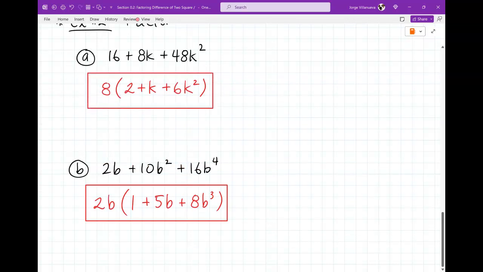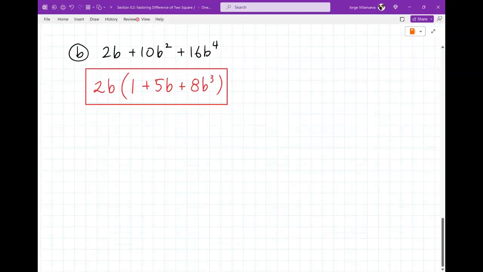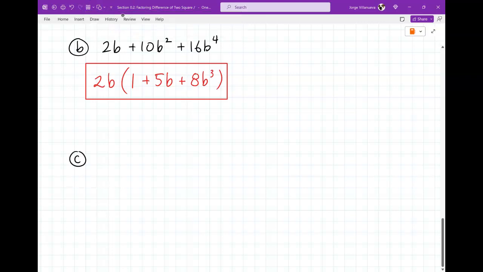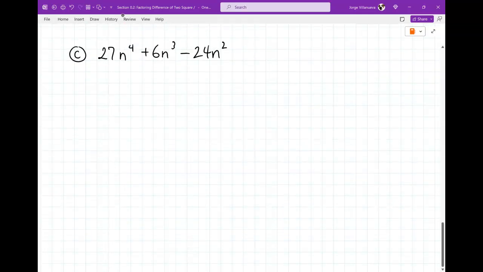So I'll do one more. Like I said, these are all from your homework, so we're not really wasting time. This is time you'd be using up anyway. So here we go. Let me see what the hardest one looks like. It might be this one. 27 n to the fourth plus 6 n cubed minus 24 n squared. So that might be the hardest looking one on your homework.